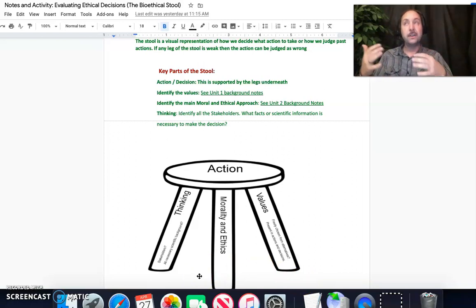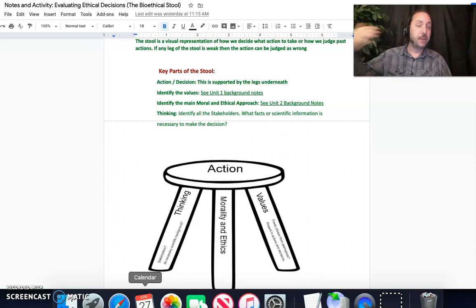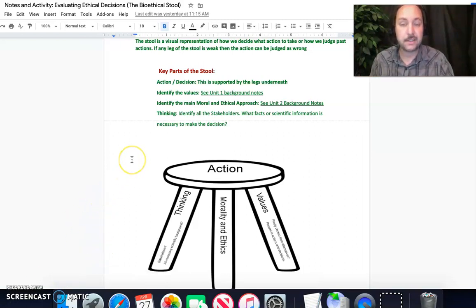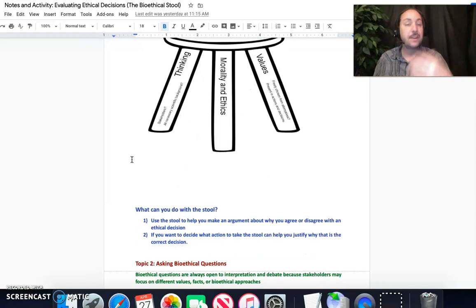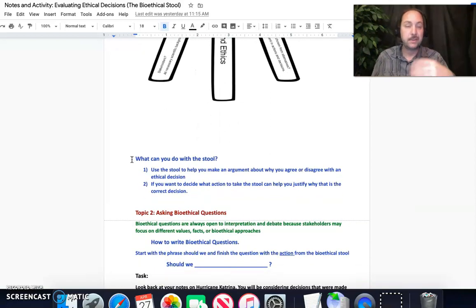You'd have to identify the ethical approach, the moral approach you want to take to decision making. So are we trying to achieve justice? Are we trying to maximize benefits, minimize harms? That's the second leg. And then the third leg of the stool is you have to have facts to support your decision. You have to have thought about the stakeholders in your decision. So I call that the thinking leg, identifying the stakeholders and then relevant facts that are necessary to make the decision. And once you have all those things, if they all work together effectively, if you have a good moral argument, you have identified your values and you have facts and you've considered all the stakeholders, then your action can be seen as being appropriate.